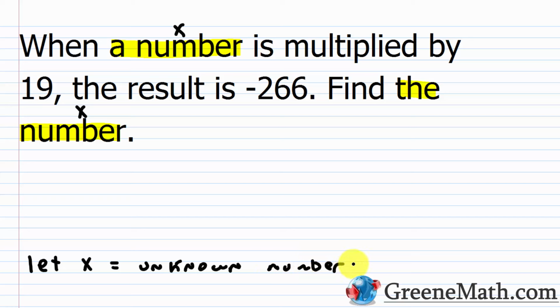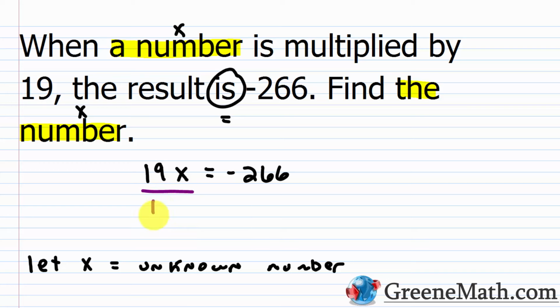Okay, so when x is multiplied by 19, so that's just 19x, the result is, again, this guy right here is just going to be equals negative 266. So this tells me I have 19x that's equal to negative 266. I can solve this very easily. I can divide both sides by 19. And I'm going to get that x is equal to negative 14.